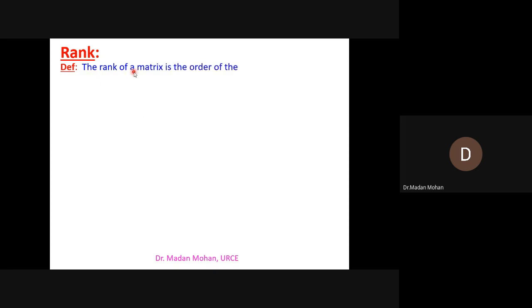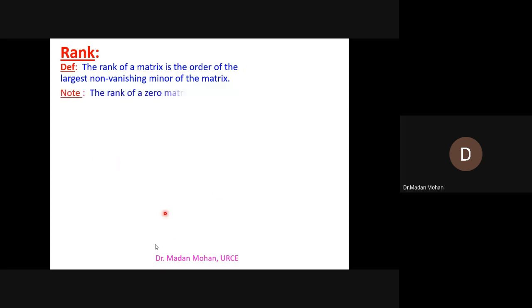The rank of a matrix is the order of the largest non-vanishing minor of the matrix. It is the definition of rank. You should know the definition also. The rank of a matrix is the order of the largest non-vanishing minor of the matrix. Let me explain this with an example.